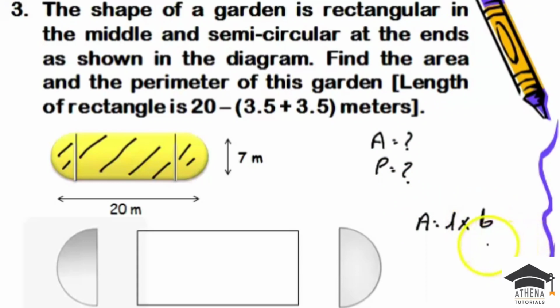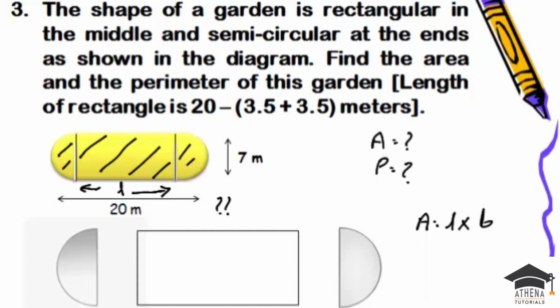The formula to find the area of rectangle is length into breadth. By looking into the figure and the values, we can say breadth, this part, is equal to 7 meters. Can we take the length as 20 meters? No, we can't. Why? This 20 meters is the length of this entire figure. But we need only this part, the length of rectangle. How to find it?